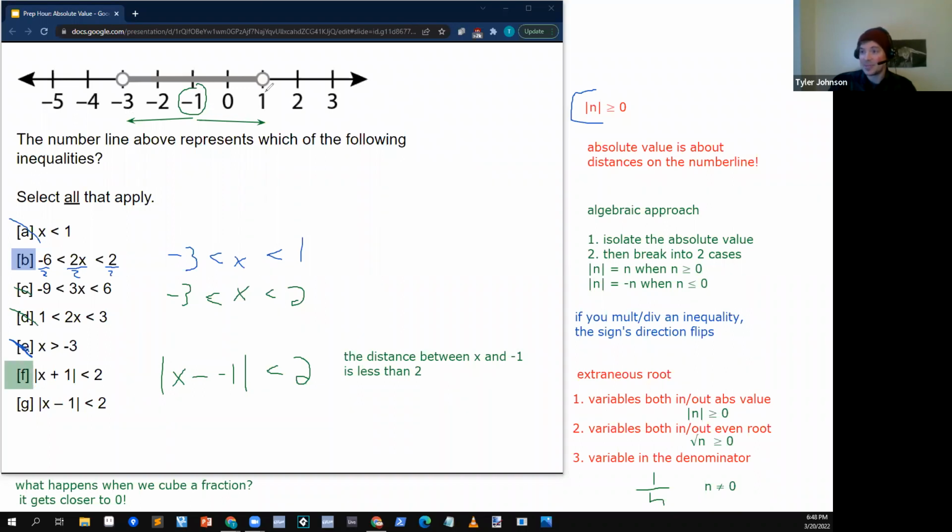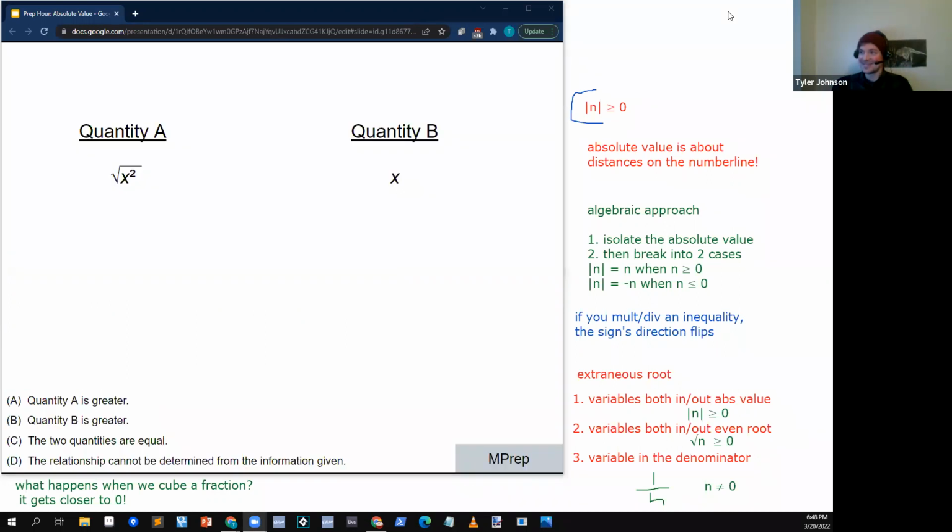G would be the distance between +1 and x, 2 units to the left or 2 units to the right of that. Not quite what we're looking for. Okay, this next one may not seem like it's about absolute value at the outset, but be careful. Try it out.